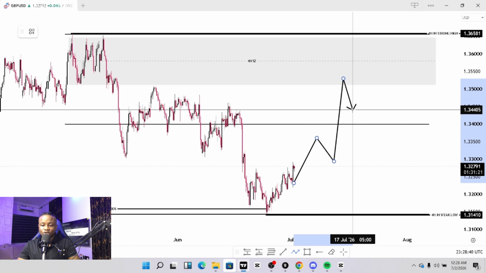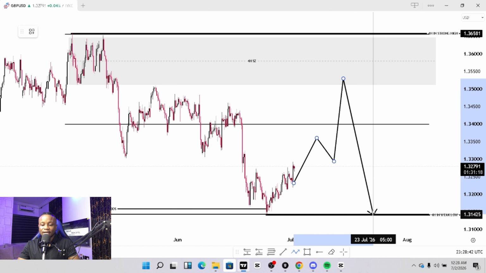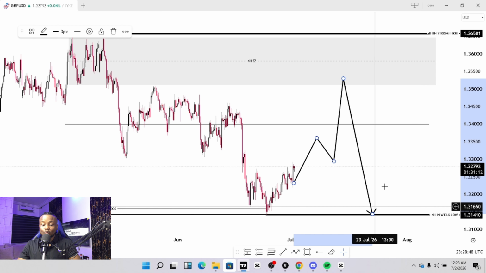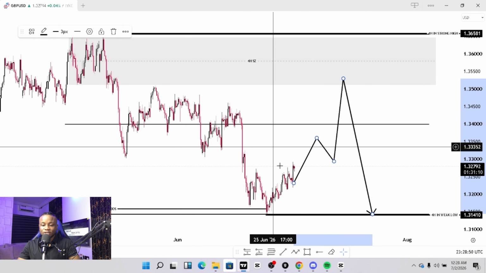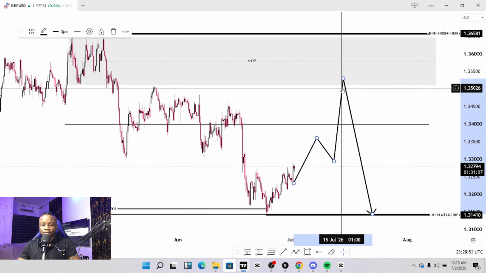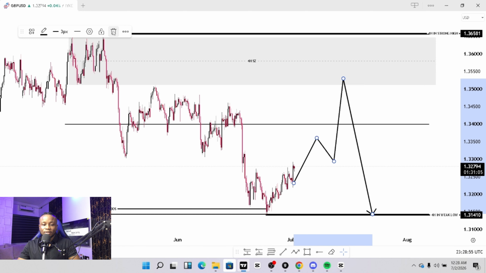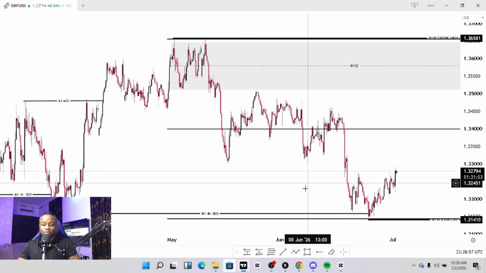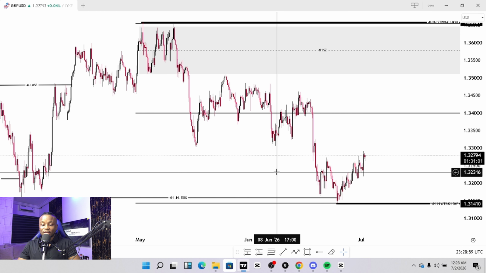Okay, if we get our entry confirmation, we'll be taking this market down, and our overall target will be 1.31434. Okay, that is the level we'll be targeting if everything goes well and we get into this trade. Okay, then we'll be targeting that low. So this is our complete thesis on GBP USD. All we have to do from now is just wait.